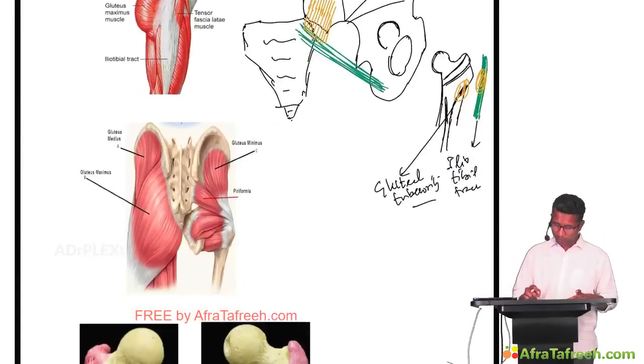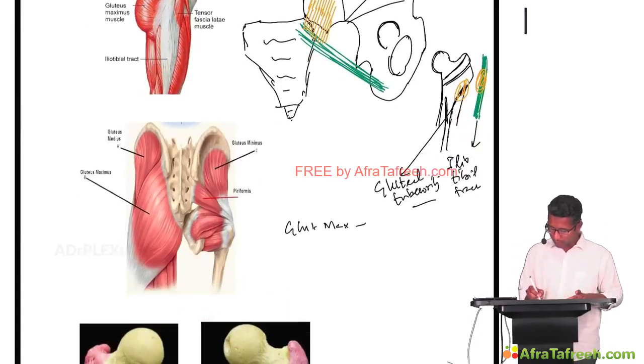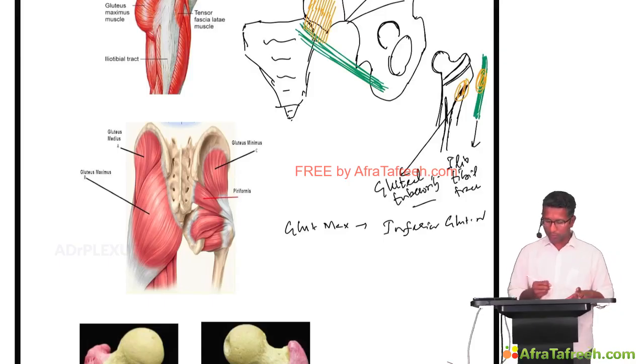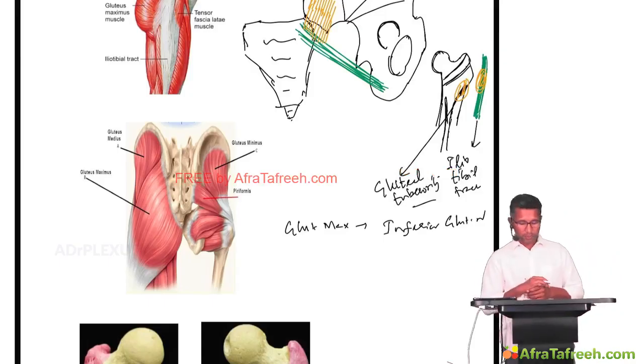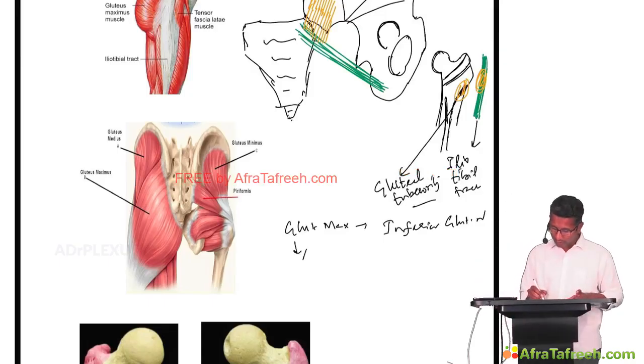So gluteus maximus nerve supply is by the inferior gluteal nerve. Clear? So gluteus maximus is supplied by the inferior gluteal nerve. What is the action of the gluteus maximus, guys? It is the main extensor of the hip joint.